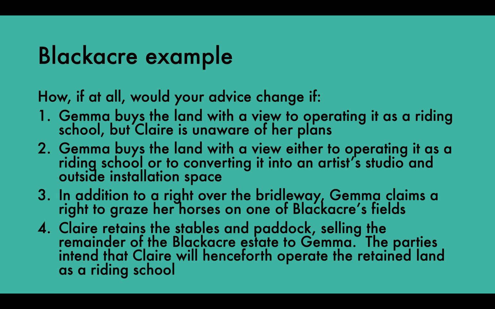And finally, what if Clare retains the stables and paddock, selling the remainder of the Blackacre estate to Gemma? The parties intend that Clare will henceforth operate the retained land as a riding school. Clare will have an implied easement under common intention necessity over the bridle way here. So in other words, the easement can be impliedly granted and impliedly reserved.